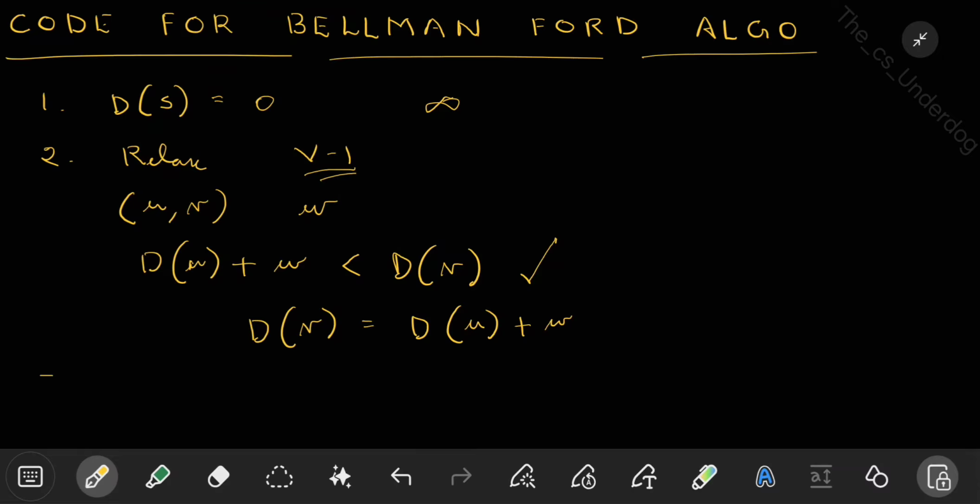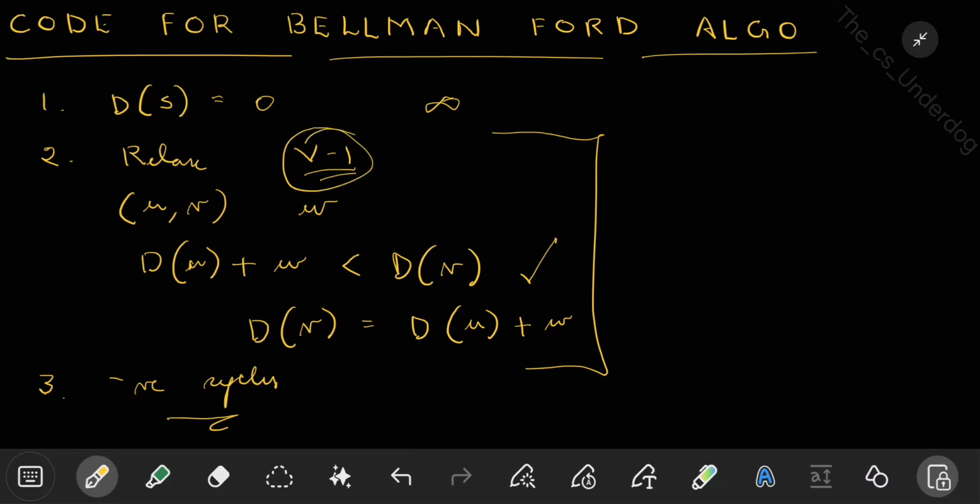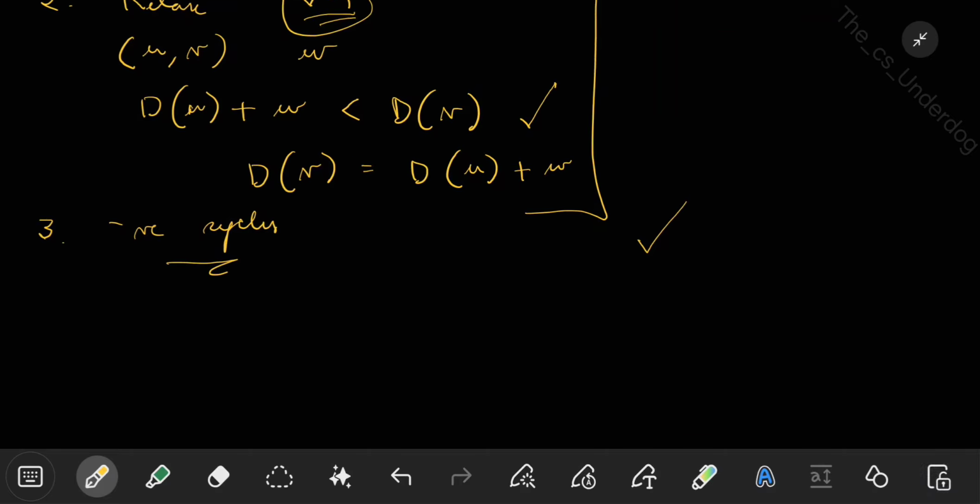After that, what is the final step? It is to check for negative weight cycles. How do you check for negative weight cycles? You will again try to relax once. If it is possible to relax any edge after v minus 1 relaxations, that means there is a negative weight cycle. Why it is, we had discussed in detail previously, so I'm not digging deep into it. Let's go straight into writing the code.